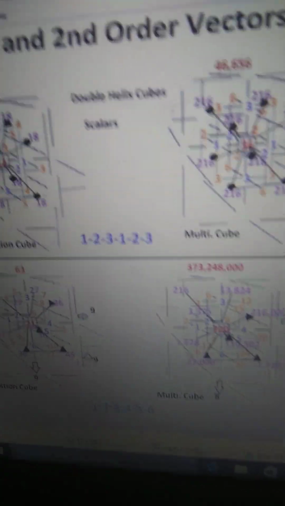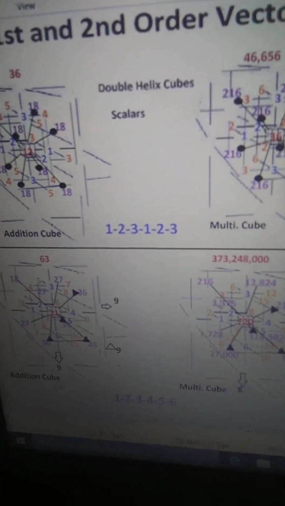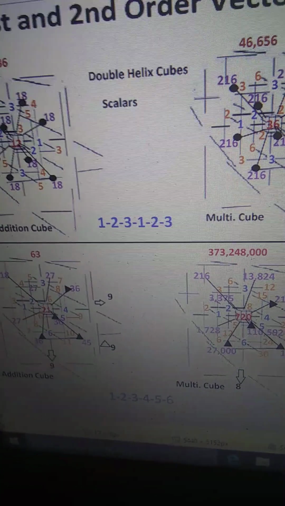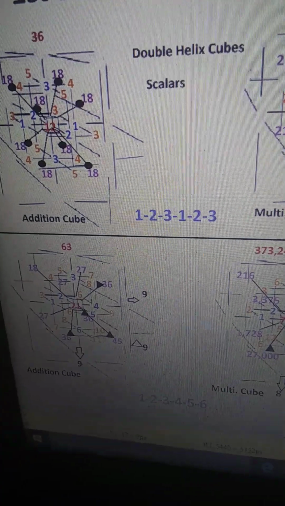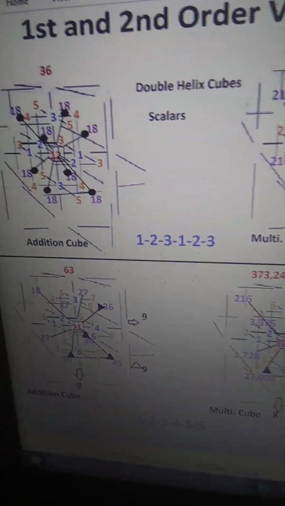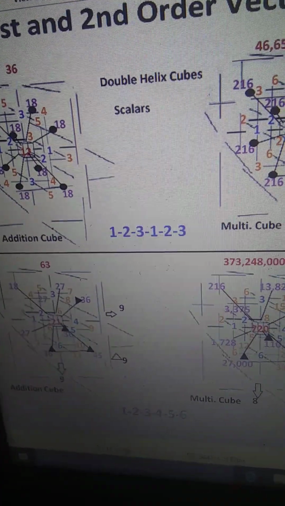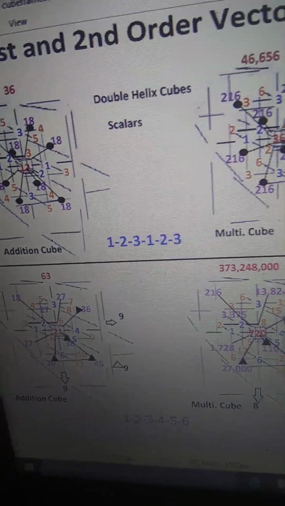These are what I call my first and second order vectors and scalars of magic ghost number cubes. First of all, the double helix cube. What I mean by double helix, in this case, is it has 1, 2, 3, and 1, 2, 3 wrapped around it.